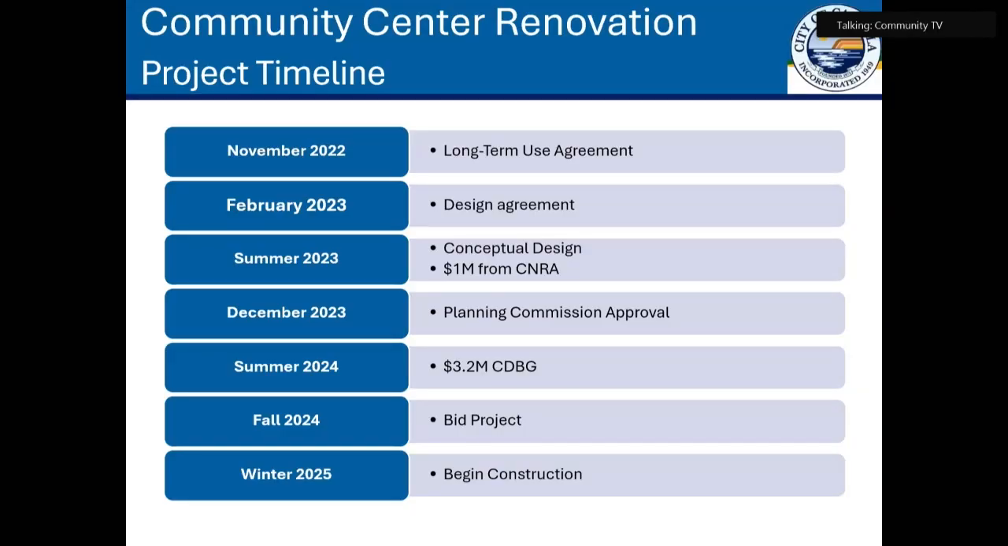So the project timeline is a little small here, but we started with a long-term use agreement. The property is owned by the Soquel Union Elementary School District in November of 2022. The community center is a 1980s era building that has not been renovated since its construction. So the long-term use agreement included provisions for the city to make specific improvements to the building within 4 years, which puts us at November of 2026 to do those improvements.